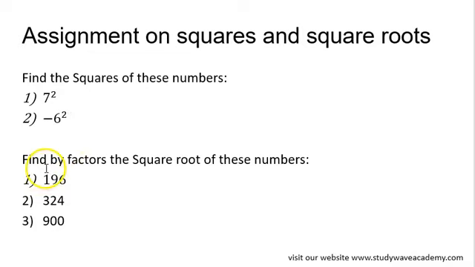Same with this one. Find by the factors the square root of these numbers. Use finding the factors to get the square root. You have to find the factors first before you get the square root, just like we did in the previous one.